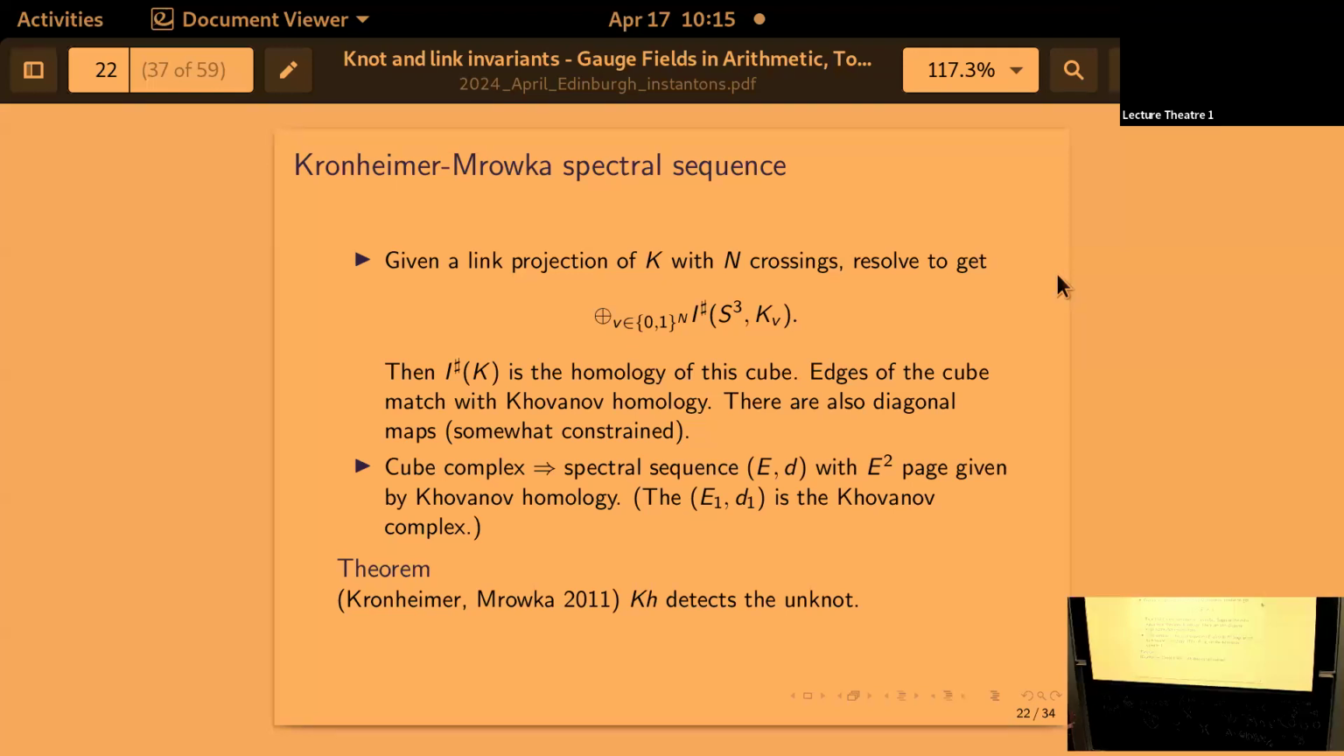Khovanov homology is what we would call combinatorially defined, as in you start with a diagram in S3 and in S2, and then you define it with combinatorics. This thing is geometrically defined. And so it tells you more information about four-manifolds, because Khovanov homology really doesn't tell you anything about any four-manifolds other than B4 because of the way it's defined.